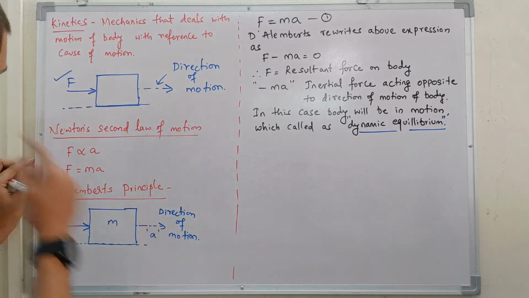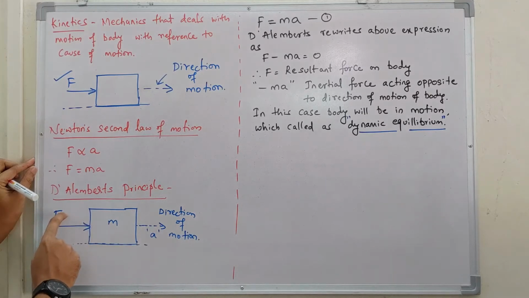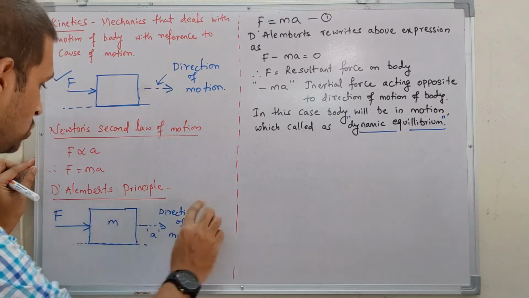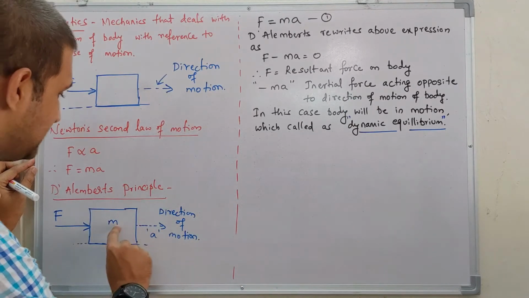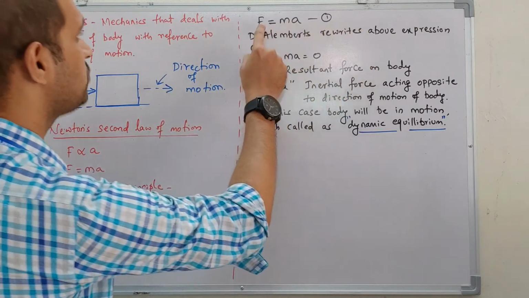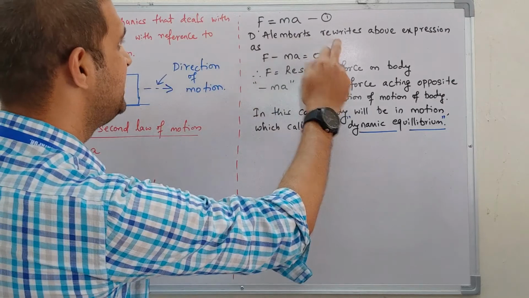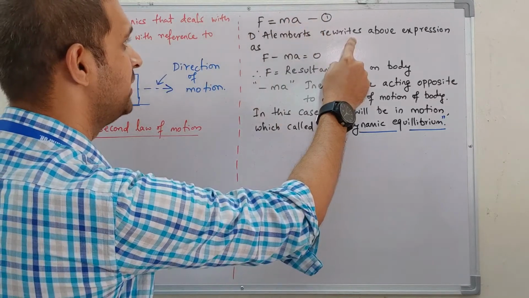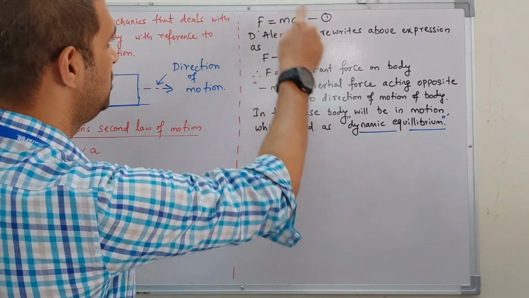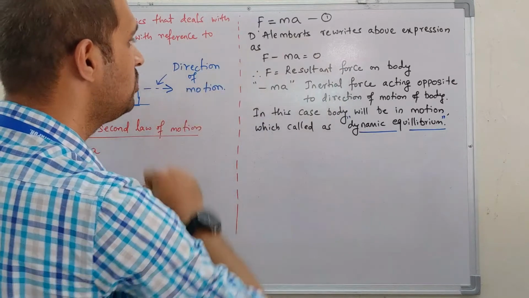So now we'll take a body of mass m and subject it to some resultant force F, under motion with some acceleration a, and this is the direction of motion. Again, from Newton's second law, this can be written as F is equal to ma. Now as per D'Alembert, he rewrites the same expression as F minus ma is equal to 0. The same Newton's second law is rewritten as F minus ma is equal to 0.